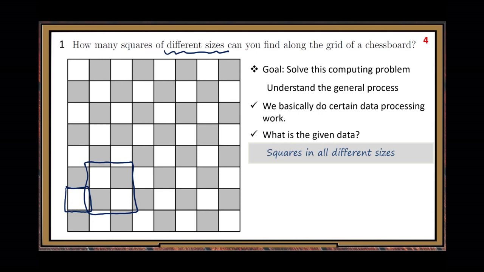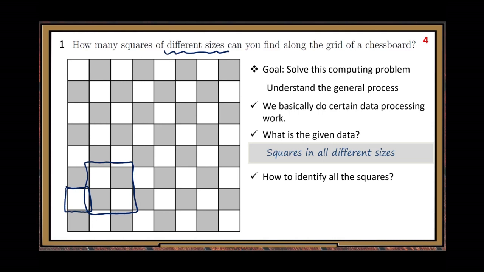Now we need to manipulate. We have some freedom to manipulate the given data, so we call it data processing. We can apply various operations on the given data, and at the end, we want to generate the processing result.